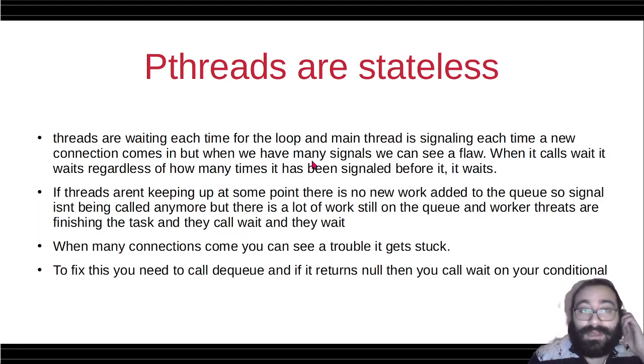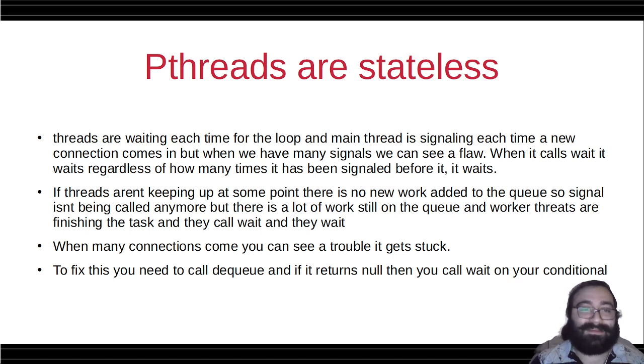Memo. Pthread signals are stateless. Threads are waiting each time in the loop, and the main thread is signaling each time a new connection comes in, but when we have many signals, we can see a flaw. When it calls wait, it waits regardless of how many times it has been signaled before it waits. If threads aren't keeping up, at some point there is no new work added to the queue, so signal isn't being called anymore. But there is a lot of work still in the queue, and worker threads finish their task and call wait, and they are waiting. When many connections come, you can see the trouble, it just gets stuck.